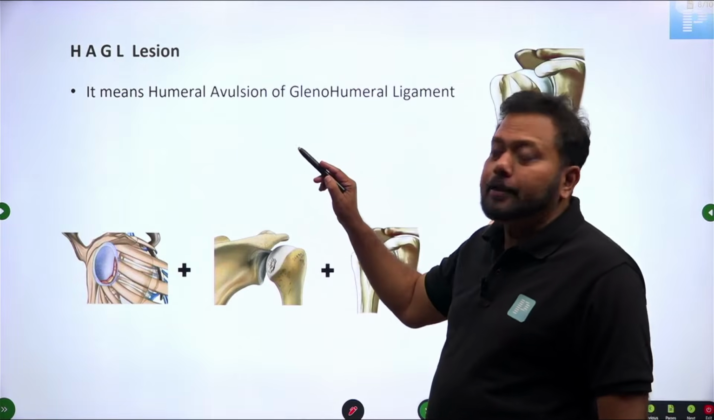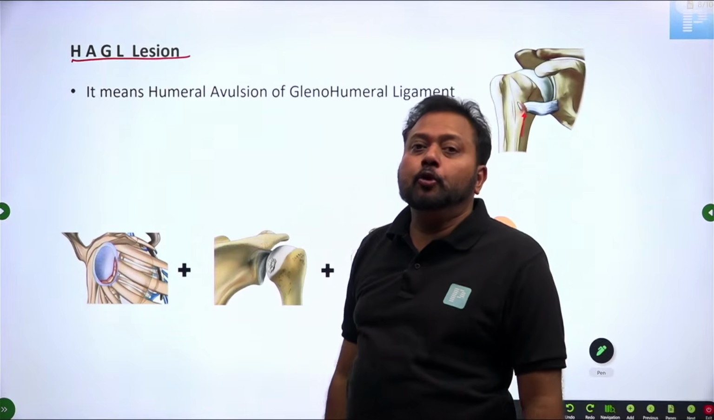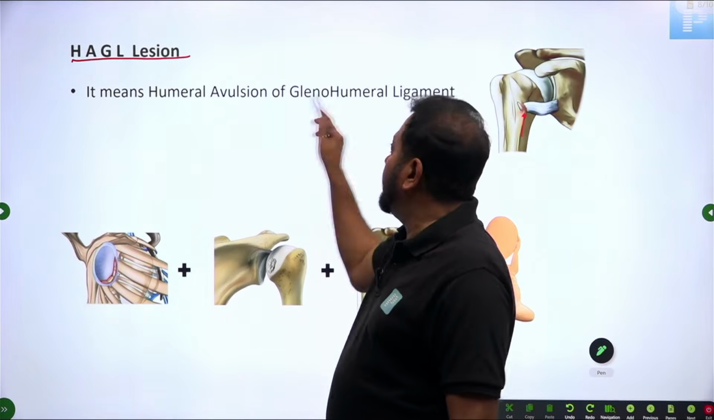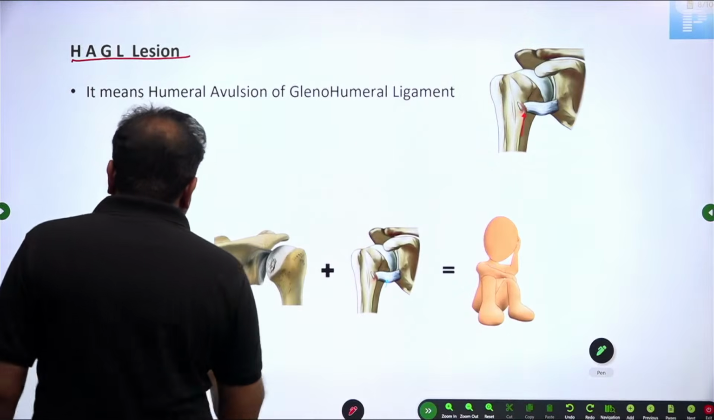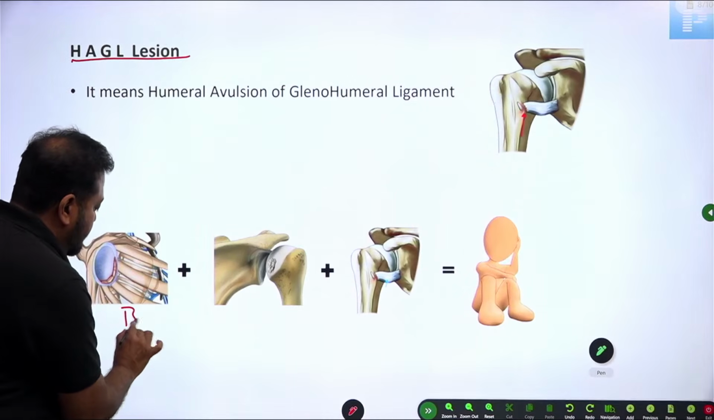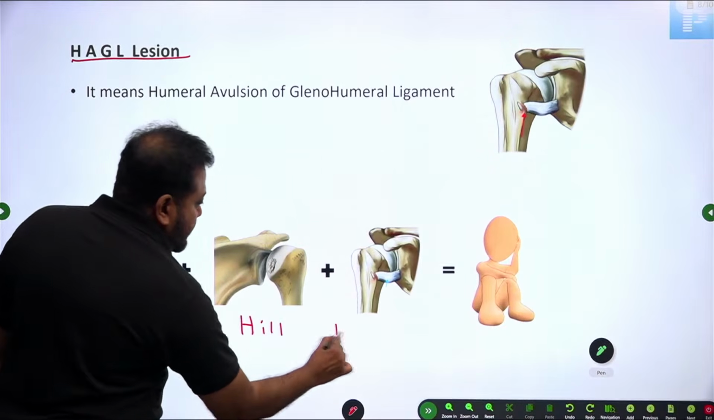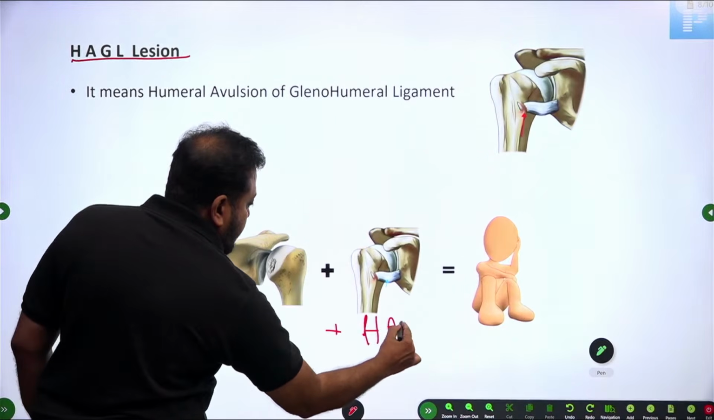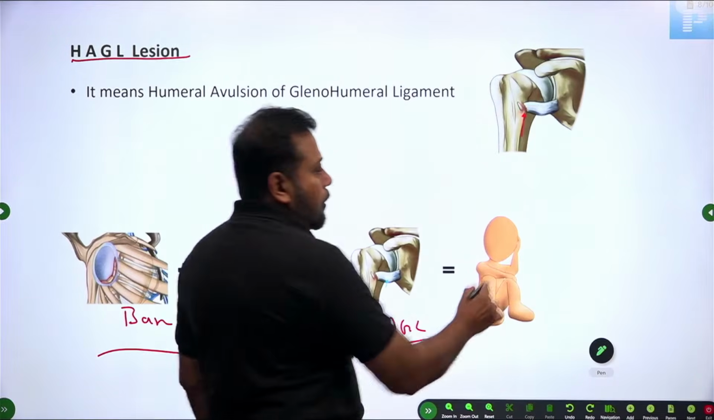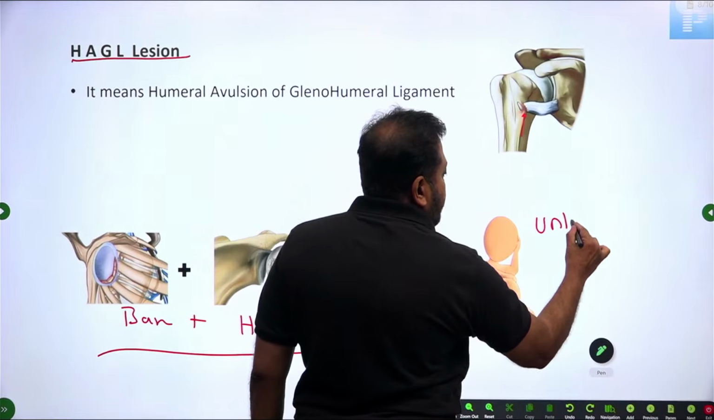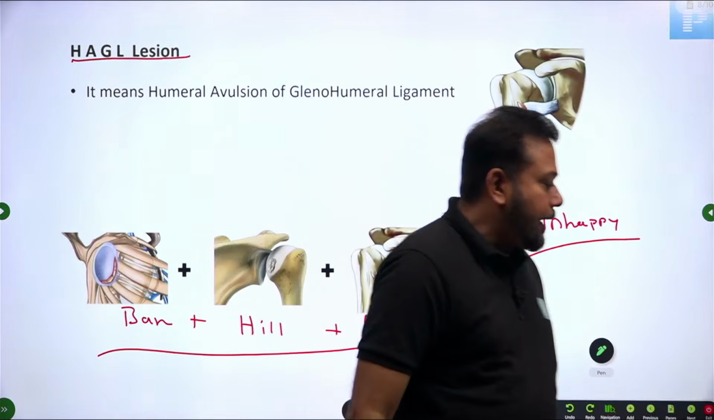The third lesion is humeral avulsion of glenohumeral ligament, HAGL. When there is a combination of Bankhart's plus Hill-Sachs plus HAGL, humeral avulsion of glenohumeral ligament, in the same patient at the same time, this is called the unhappy triad.